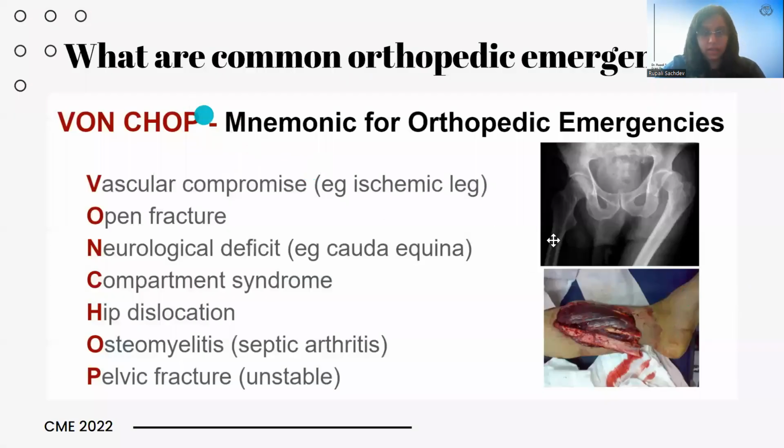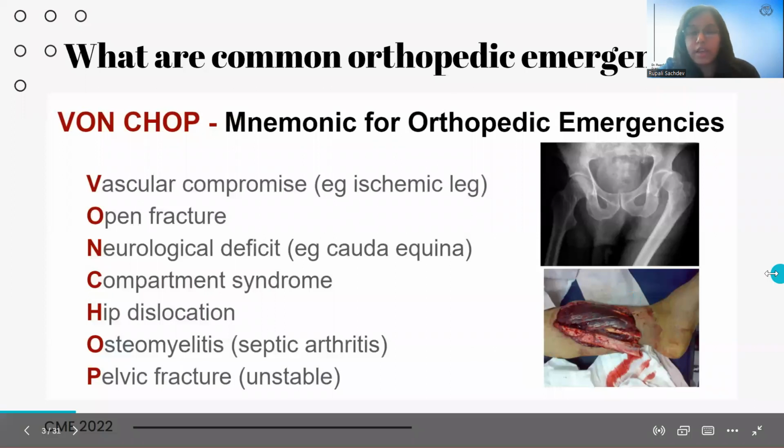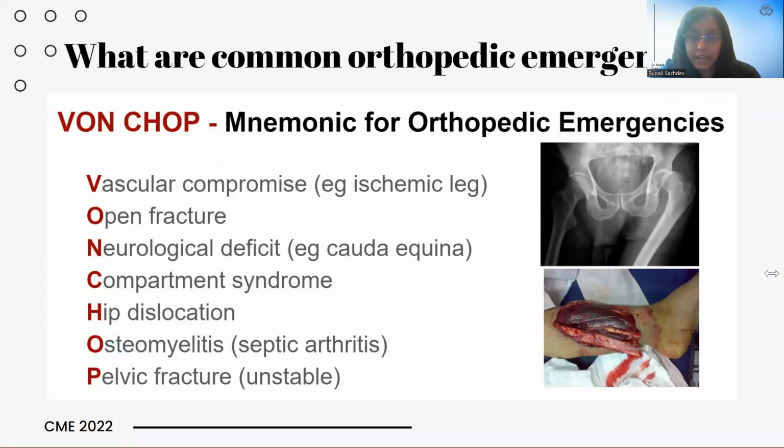So the best mnemonic there is for common orthopedic emergencies, one CHOP. So you look at vascular compromise, open fractures, neurological deficits, compartment syndrome, hip dislocation, osteomyelitis, and pelvic fractures. So vascular compromise is again a very common thing that you see associated with fractures itself. You have to know how to assess these patients clinically, and there are specific signs that you look for. I will go over them as we go ahead.